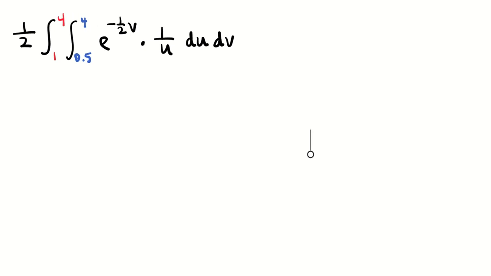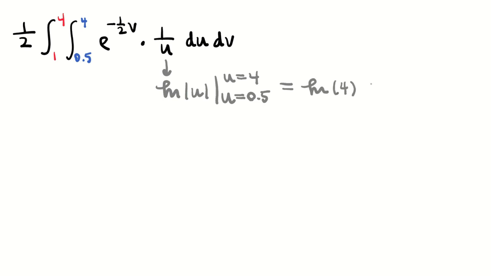Okay, I'm starting with the antiderivative with respect to u. I'm really just going to work on a u level right now. This gives me log of the absolute value of u as u runs from 0.5 up to 4, which is log of 4 minus log of 0.5.